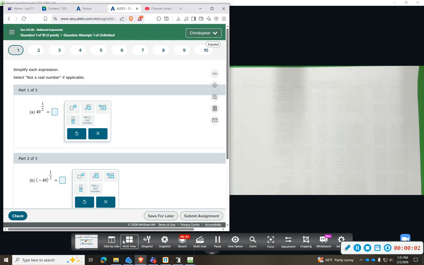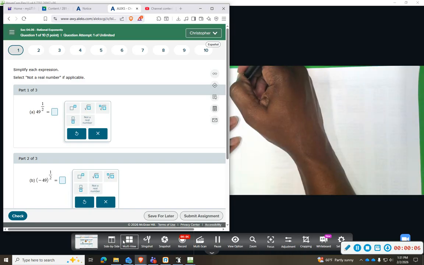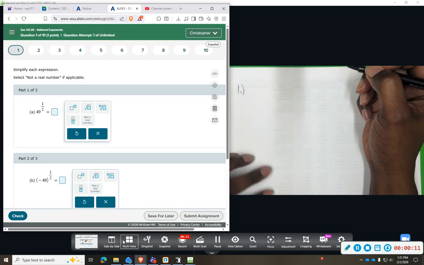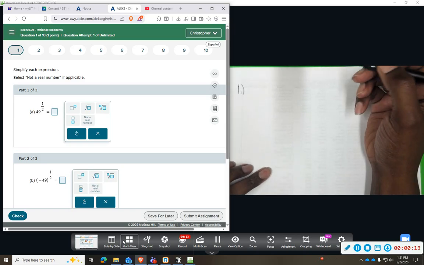All right, 4.5, rational exponents homework. Number one, we want to simplify the expression, write it as a real number if applicable.